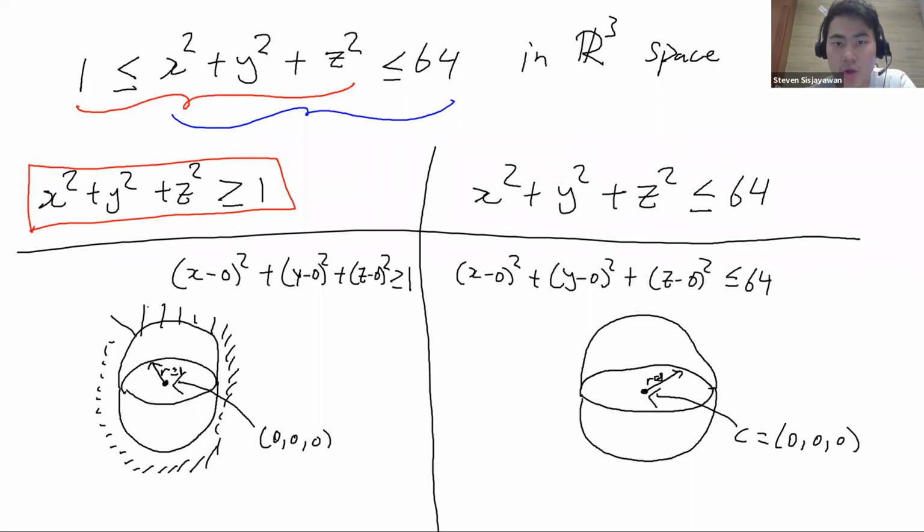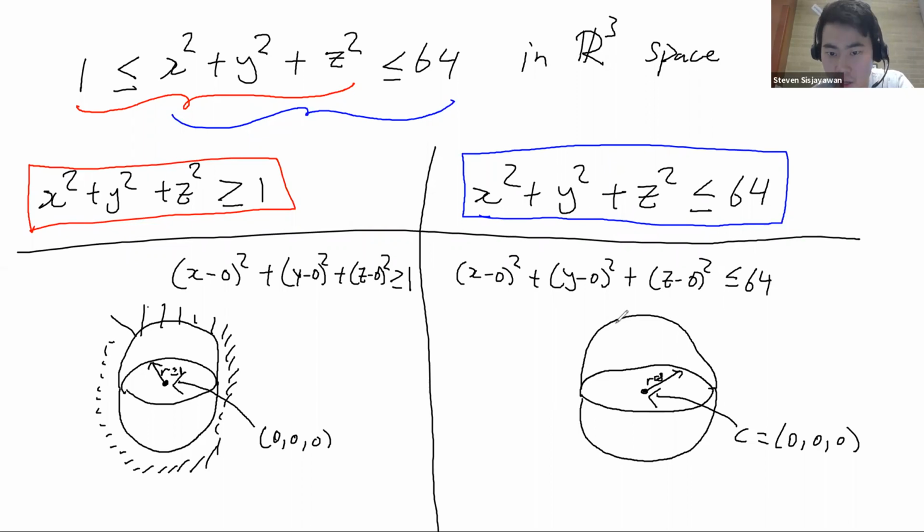But now we look at this inequality right here, and we notice that this actually has a less than or equal to 64. So instead of everything outside of the sphere, like the first case where we have greater than or equal to 1, we have everything inside of this sphere. So that's going to be represented by this shaded region, everything encapsulated inside the sphere. Okay. So now, splitting into two pieces, let's try to combine them into one.